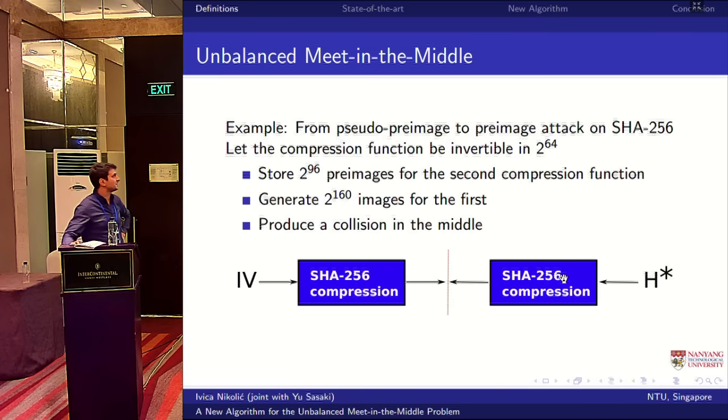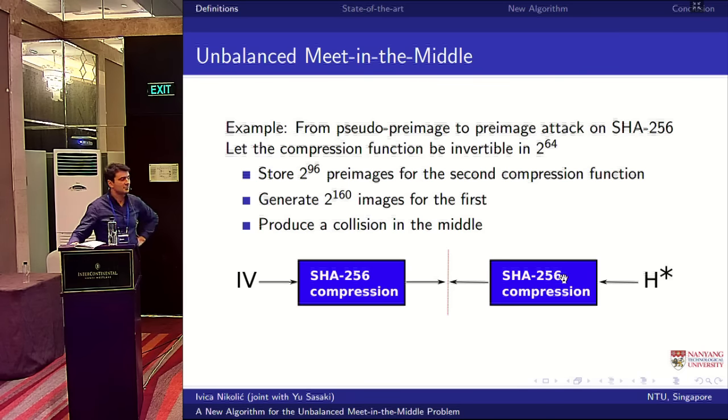Okay, so first let's try to understand the meaning of this unbalanced meet-in-the-middle attack with a simple example. Imagine you were lucky enough or smart enough and managed to invert the compression function of SHA-256. Say in 2^64, you can find a pre-image for the compression function. And now you want to convert this pseudo pre-image attack into a pre-image attack for the hash function. So how do you do it?